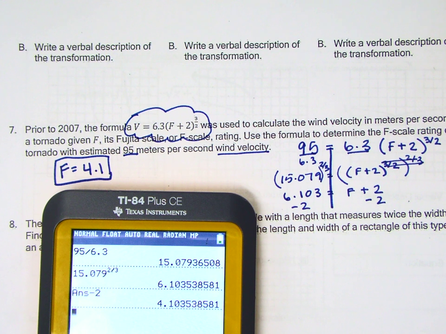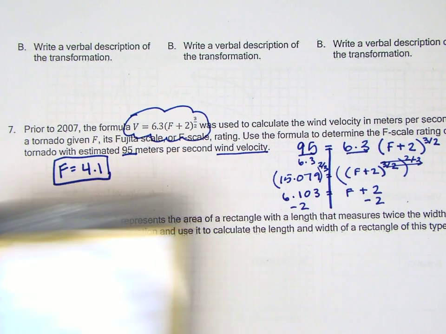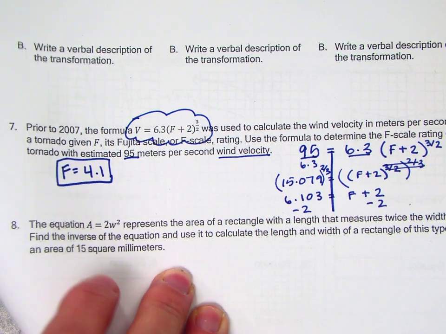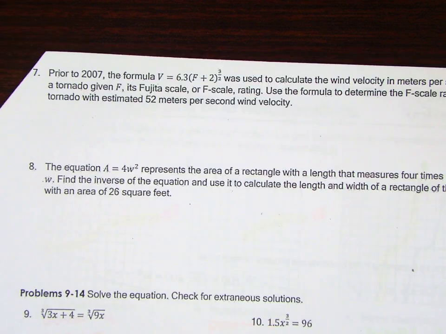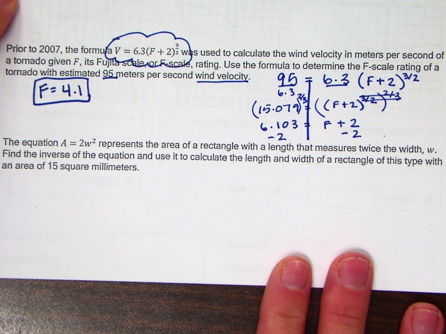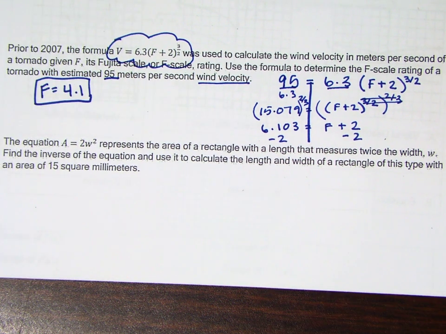So you can do it either way. You can do it the calculator way, or you could do it the by hand way. But you do have a couple solving ones on the test, and you have some word problems. Oh, here's another example. All right, so I'm going to try one more problem.